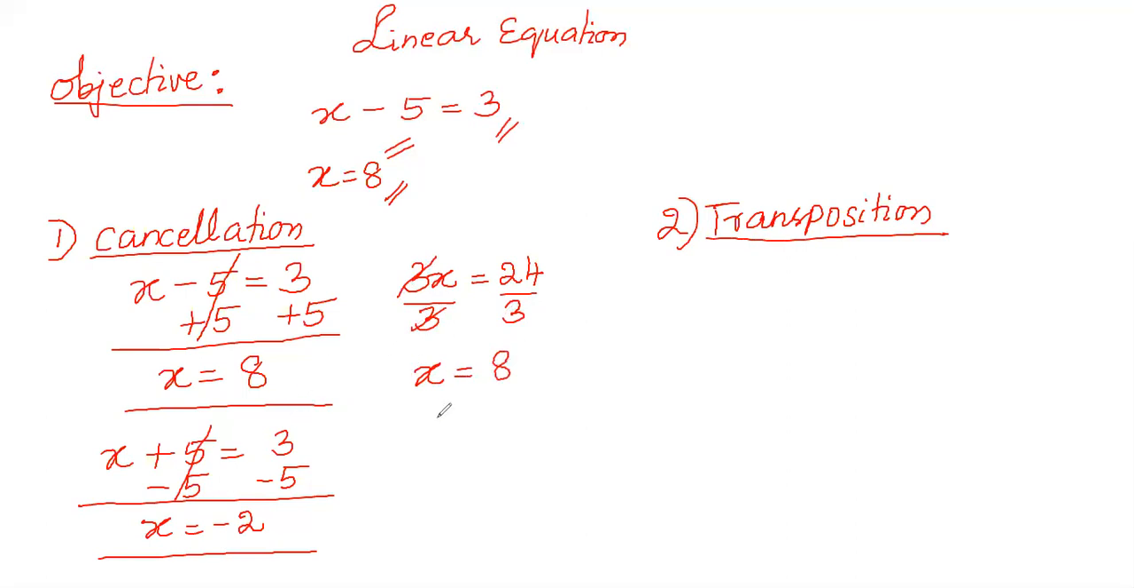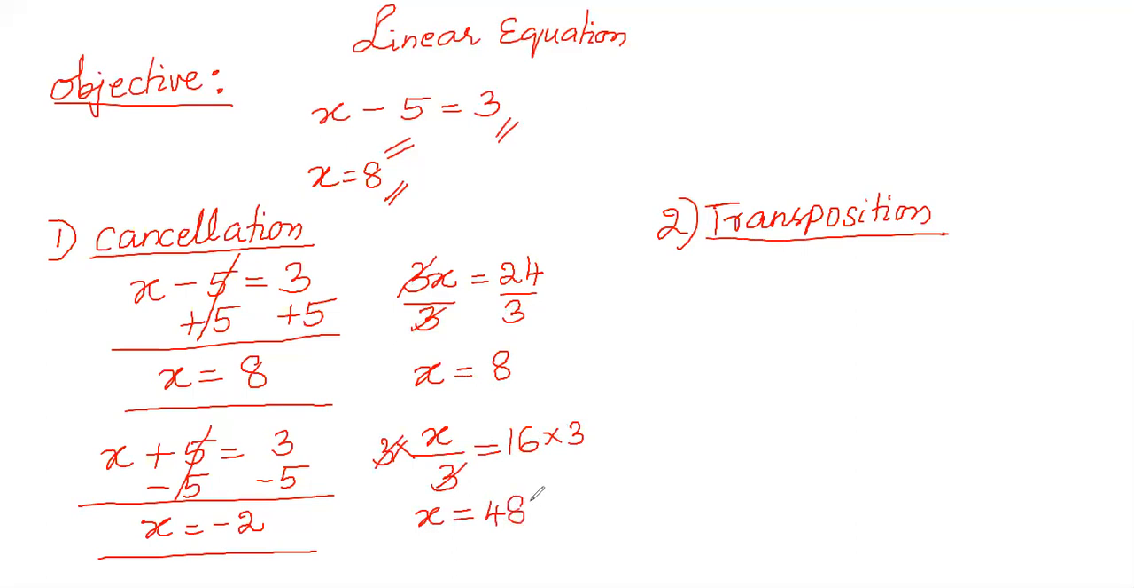right? Suppose something is being divided, x divided by 3 is equal to 16. So what I do, I multiply by 3 on both sides to cancel out the 3 here on the left. So you get x is equal to 48. So this is what you are going to do in cancellation.